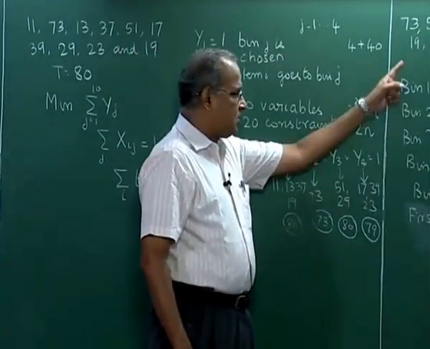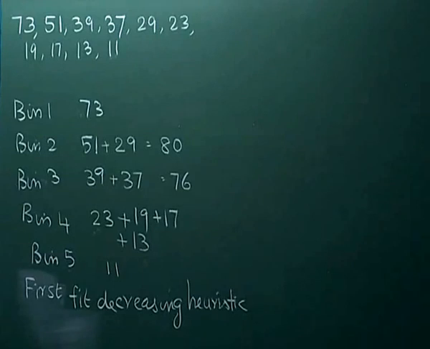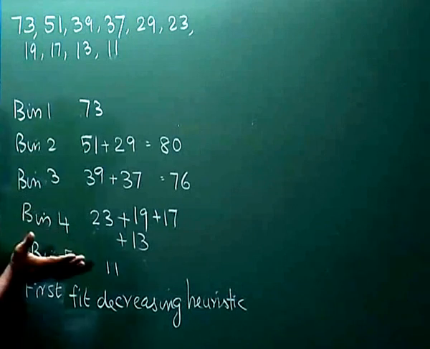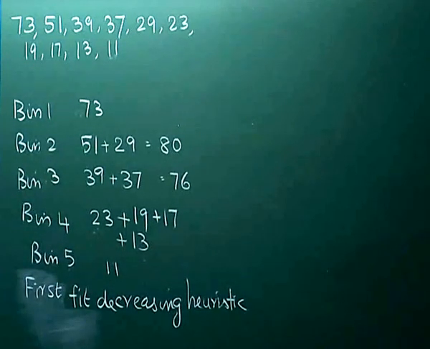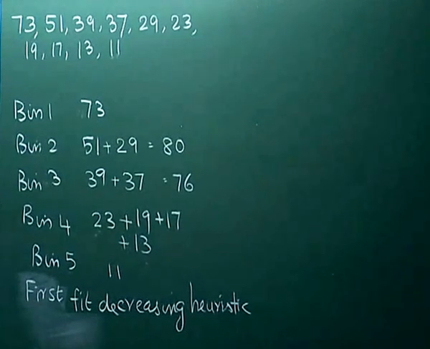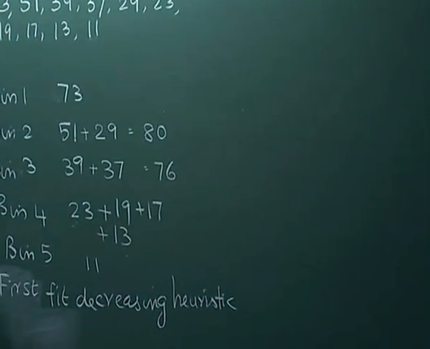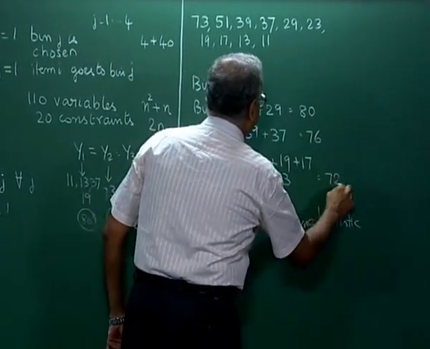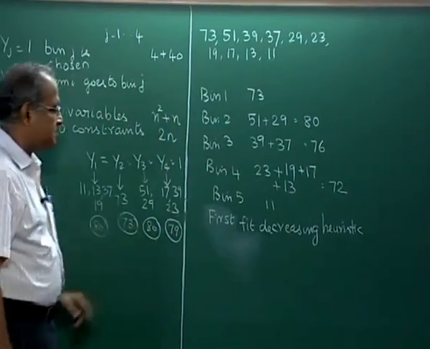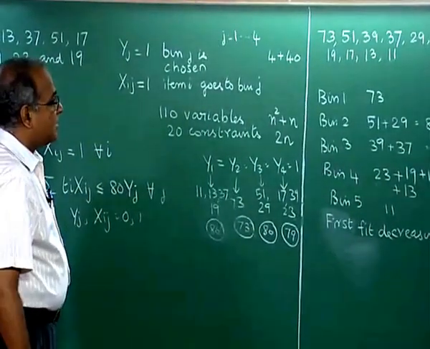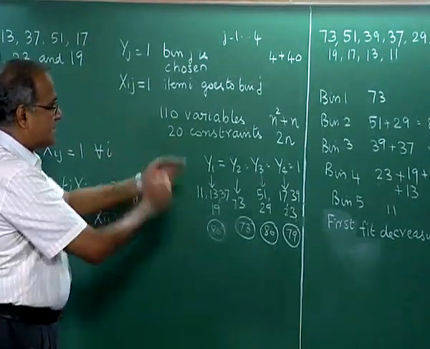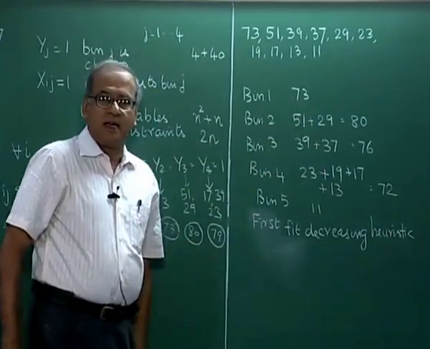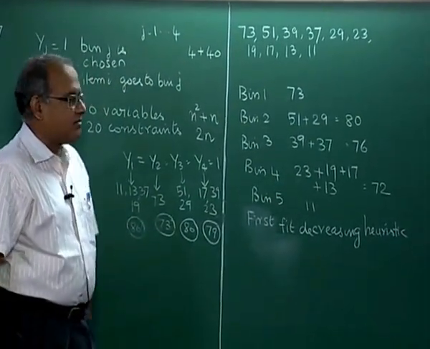But if we actually look at this solution and then we can tweak this solution, now that is not part of the best fit decreasing heuristic. The best fit decreasing heuristic would stop here because it is interested in minimizing the number of bins, and this heuristic gives 5 bins. But then we could do many things. If we look at the loads, it is 73, 80, 76, now this will become 72 and this is 11. Now we can do a few more things by adjusting some of them, by a little adjustment one can try and actually reduce the number of bins from 5 to 4.